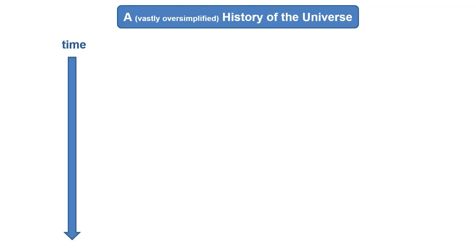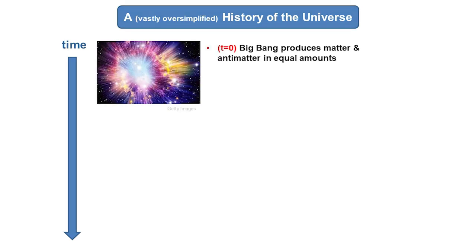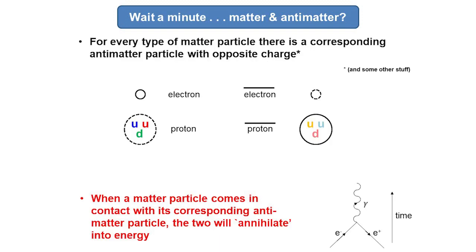Here's a simplified history of the universe. The Big Bang happens, and as far as we understand it, Big Bang produces matter and antimatter in equal amounts. So, okay, well, what does that mean? So, matter is the stuff we're made up of.